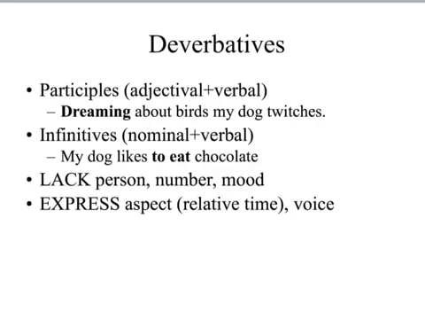And infinitives, which are technically like nouns, but also have characteristics of verbs as well. So my dog likes to eat chocolate. To eat, you can think of kind of as a noun. That's the object of like, but it also has the qualities of the verb in that it can take a direct object, here chocolate. These deverbatives do not have person, number, or mood, but they do express aspect. That is to say, they can be progressive or completed or simple, and they do express voice. They can be active or passive. So the main one you'll be worrying about right now is the infinitive, but you'll get to participles later on, and those are great.